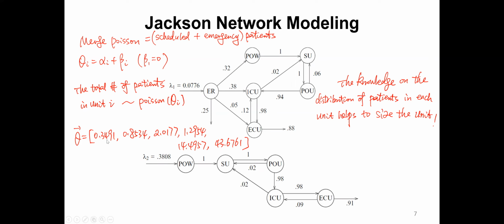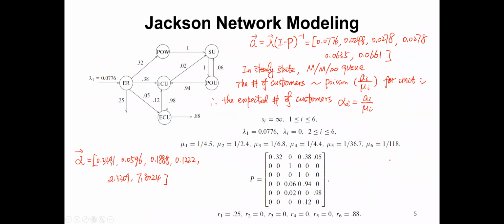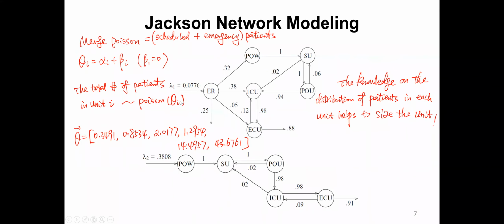Here, this is ER, and you see ER is 0.3491. It's the same as 0.3491 here because beta_1, the scheduled patients arriving at ER, is actually 0, because they directly arrive at the POW. They don't arrive at ER. So this is only the emergency patients.